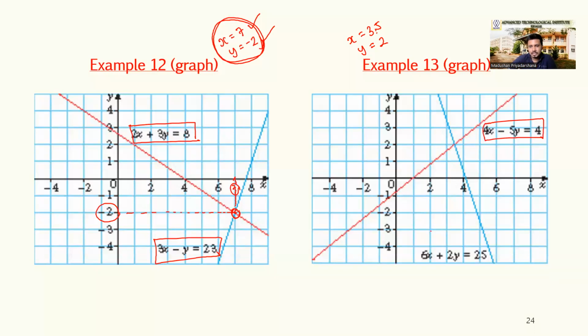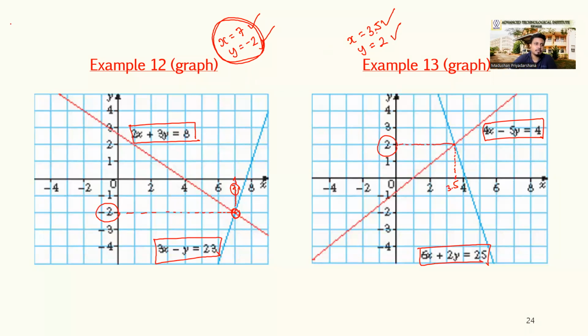If we graph the two equations given in example number 13, we will get something like this. And see the point where these two lines met. At that point, what is the value of x? That is 3.5, the answer we got by solving this simultaneous equation. What about the value of y? That is 2, the value we got here.